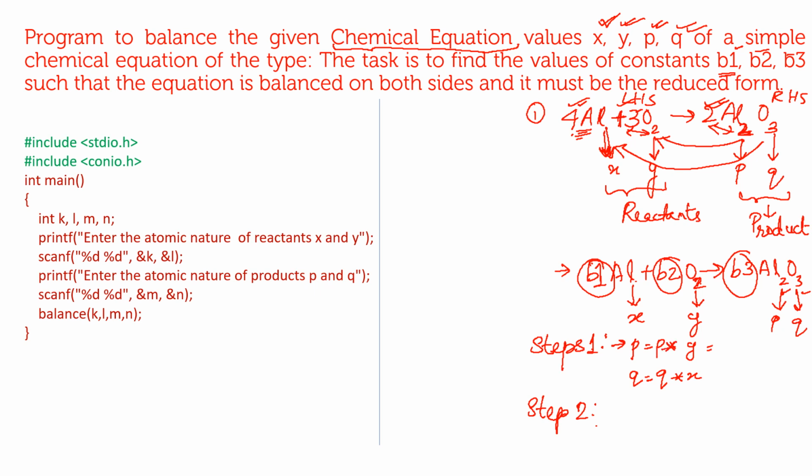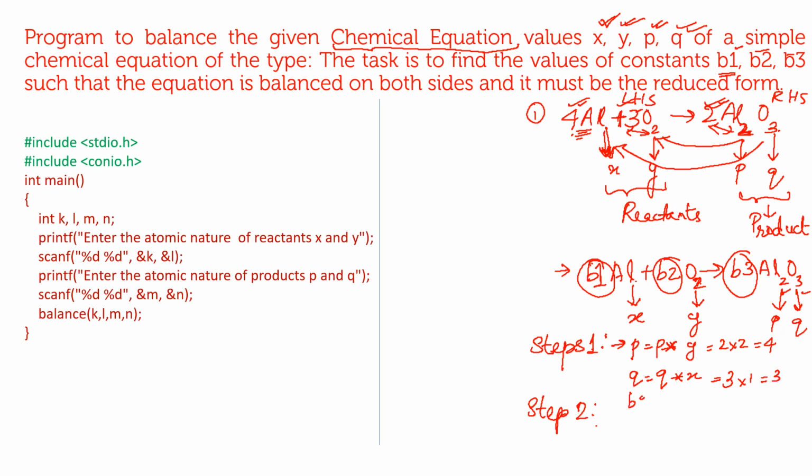What is the value for P and Y? In this case, P is equal to 2, and Y is equal to 2, right? 2 into 2, you will be getting 4. Now what is your Q value? The new Q value will be 3 into X, where X is equal to 1. So 3 into 1, which is equal to 3.